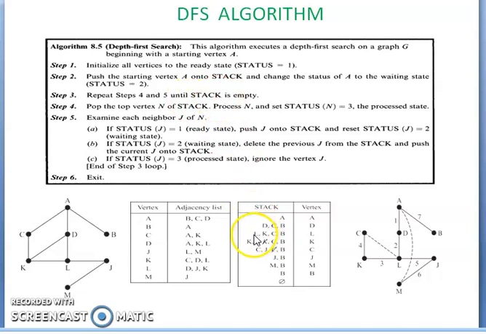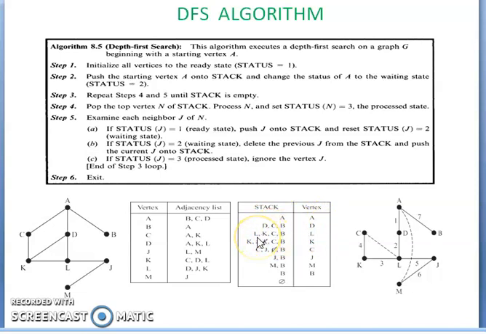That is L. So you can pop the particular top element of the stack and make its status value 3. So A is processed, D is processed. Once the vertex is processed, the neighbors are placed into the stack.